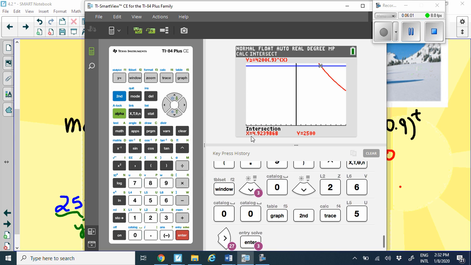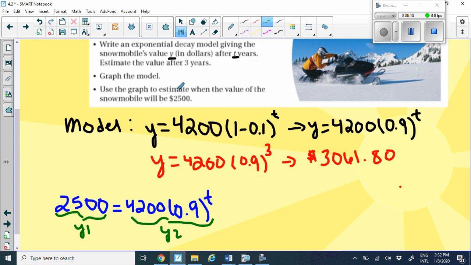Now it doesn't tell us where to round to, but I'm going to round to the tenths place. Remember, this is not money, so if it was money we would round to 2 decimal places, but since it's not and it hasn't told us, I'm just going to round to the tenths, or 1 decimal place. So that means for our answer it's going to take about 4.9 years for the value of the snowmobile to become $2,500. So our answer for the third bullet point would be 4.9 years.